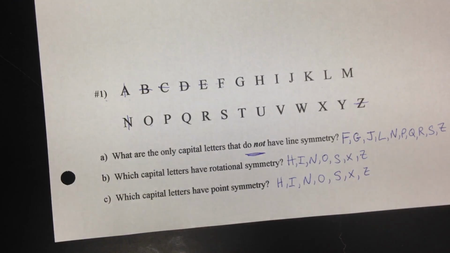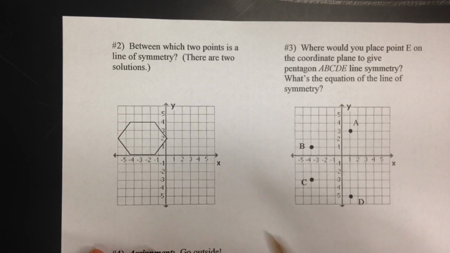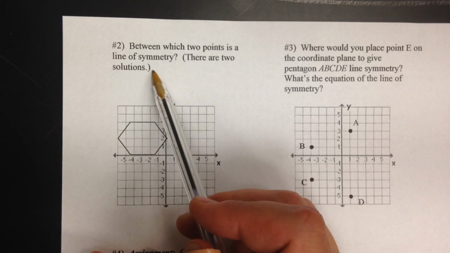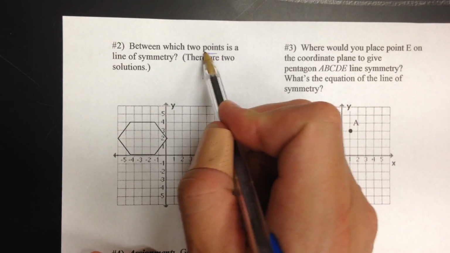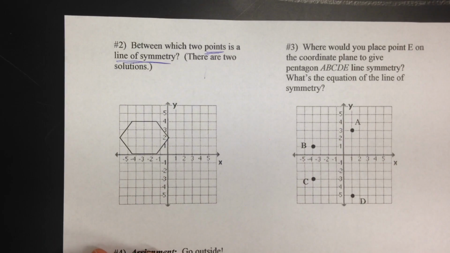Okay? So let's flip it on the back. And we have two more examples that we'll do here. Now, number two, you have to read very carefully. It says, between which 2 points is a line of symmetry? There are two solutions.